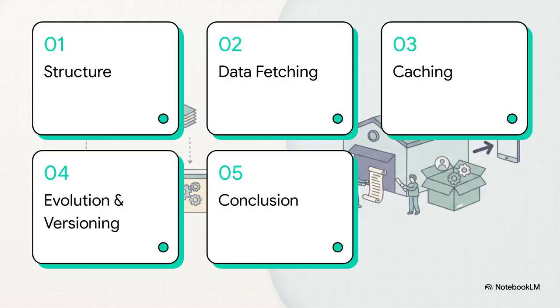Here is our structural roadmap for today. First up, we'll establish a core visual metaphor. Second, we'll contrast payload precision against data bloat. Third, we're doing a caching reality check. Fourth, we'll look at evolution and versioning. And finally, we'll synthesize everything into a final decision matrix.